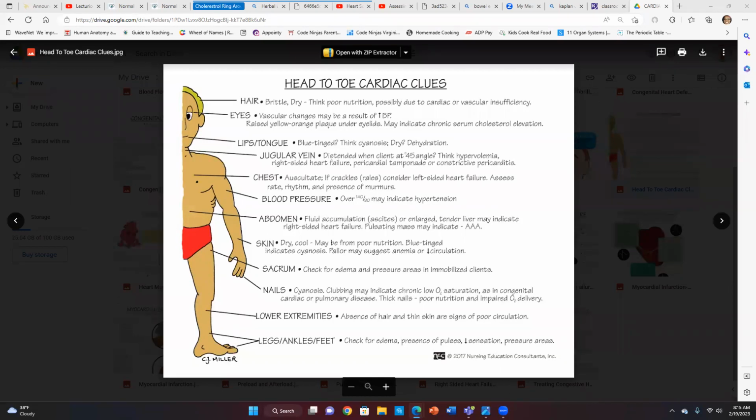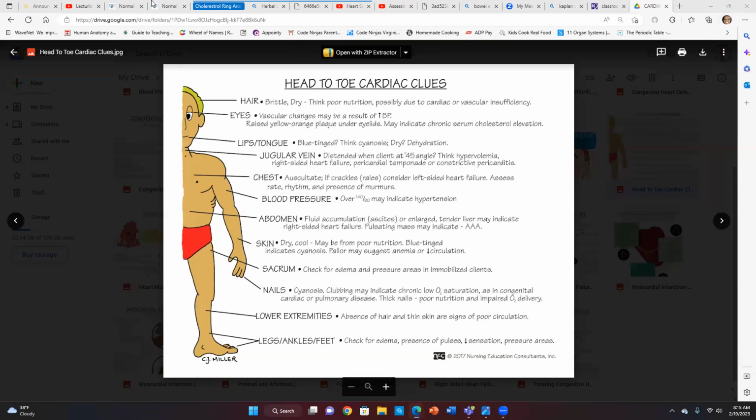Jugular venous distension, what do you all know about that? And it's okay if you don't know, just say, I don't know. Okay, that's okay. Oh yeah, it's a bulging in the throat area, like a bulging in the neck area. I think it's like a bulging vein. It is a bulging vein, okay?